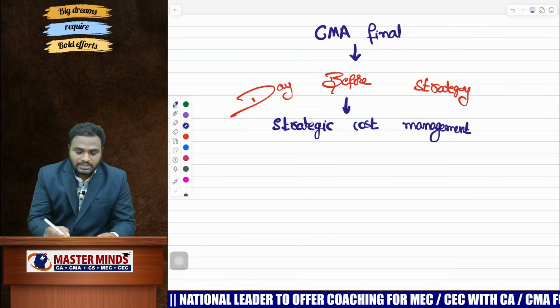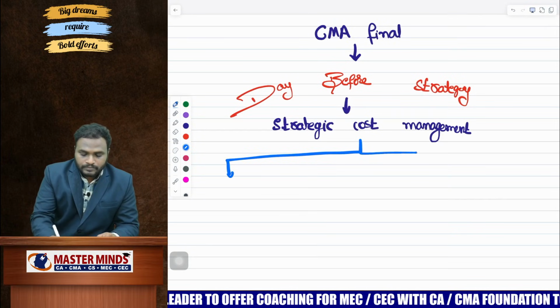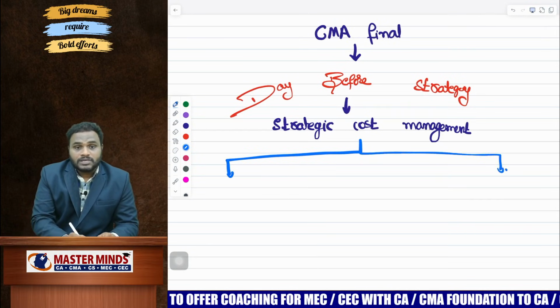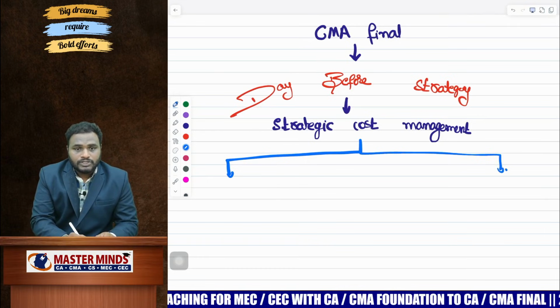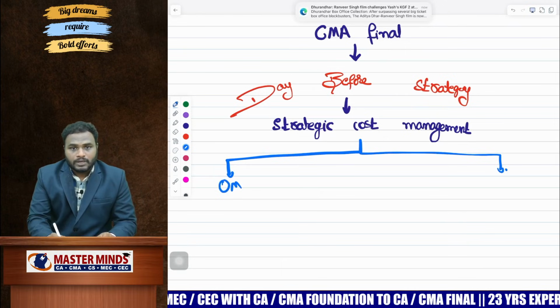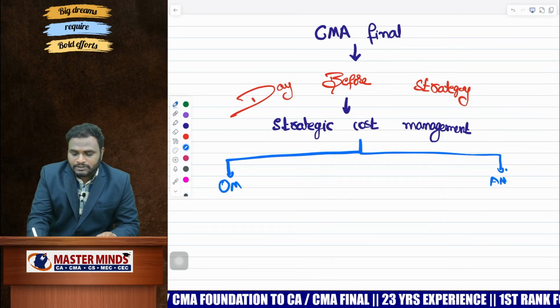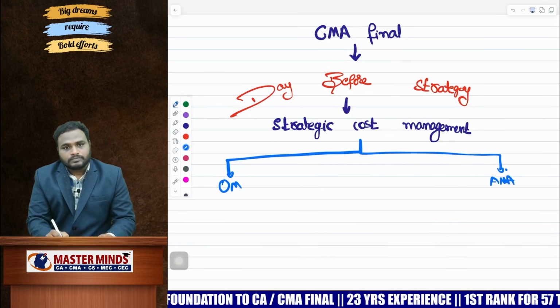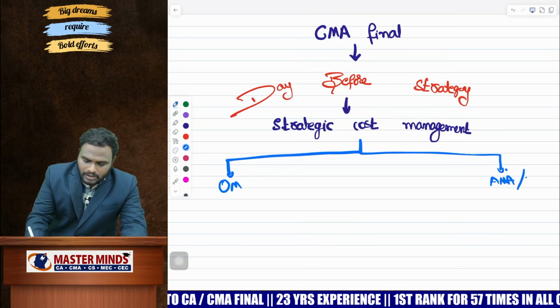Now, I am going to divide the entire strategic cost management into two parts. One is strategic cost management quantitative techniques, which is useful for decision making. I call it the OM part. And another is strategic cost management in decision making. I simply call it advanced management accounting.